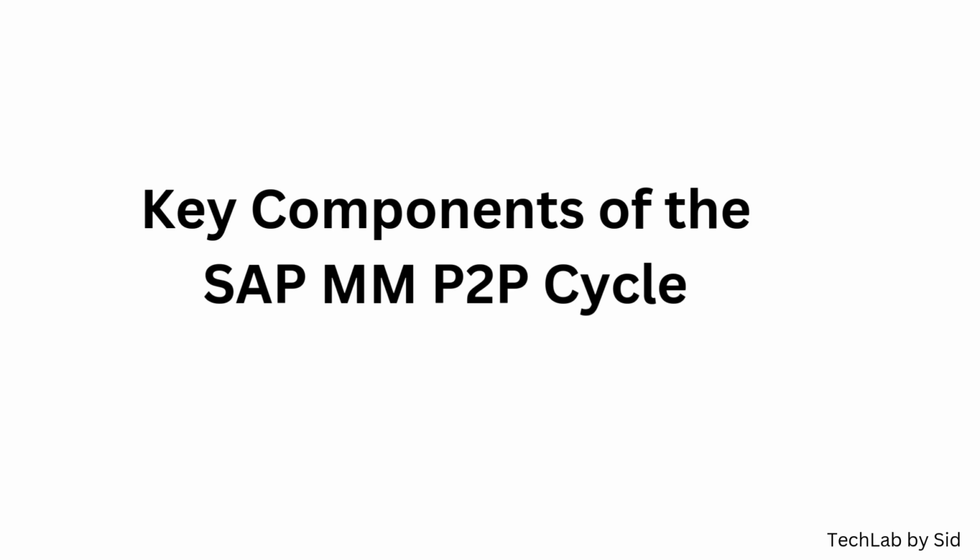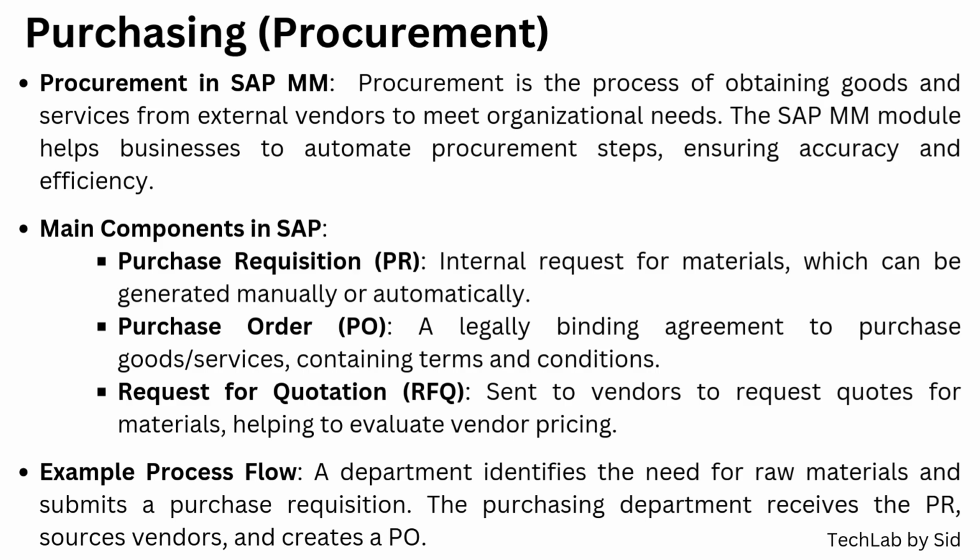The P2P cycle encompasses several key components that streamline the procurement, inventory, and payment processes, ensuring that materials are efficiently acquired, tracked, and paid for. Purchasing begins with the creation of a purchase requisition, either manually or automatically, when a department identifies a need.